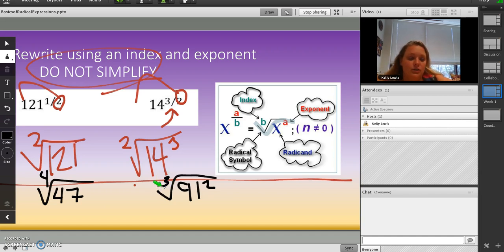All right, let's do these. So the fourth root of 47, I want you to write using a fraction. So that's the same as 47 to the 1/4.